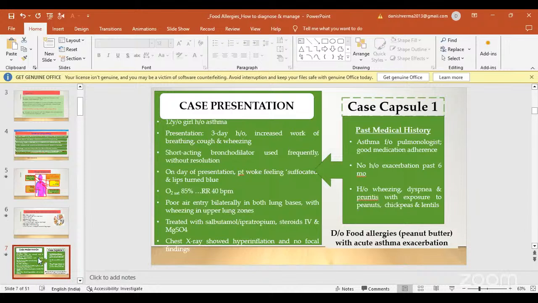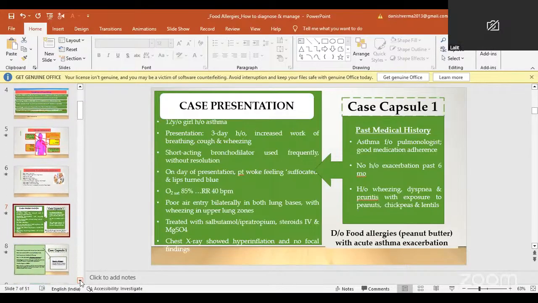What do you think? What is going on here? So the girl definitely has asthma, but she also has anaphylaxis, or a food allergy causing an anaphylactic-like attack, right? Yeah, so both the conditions can coexist.